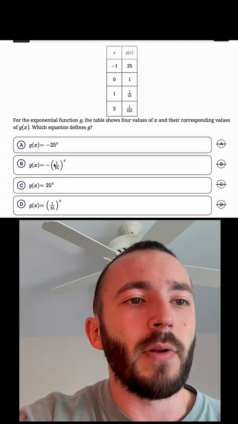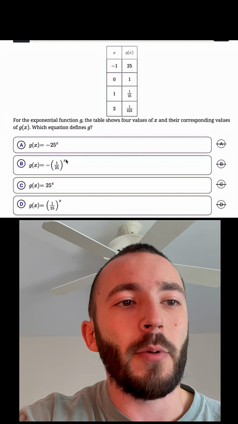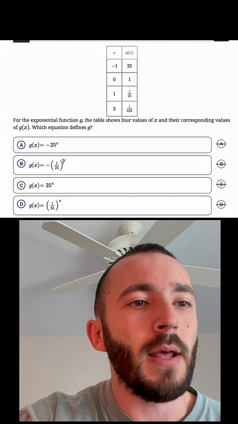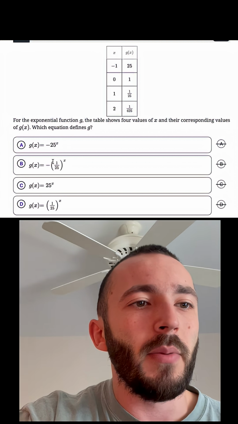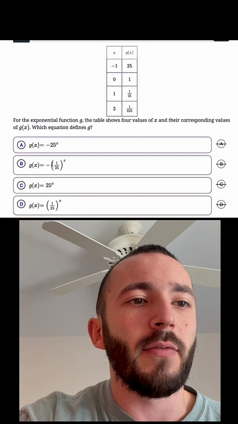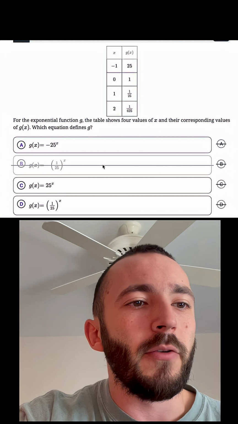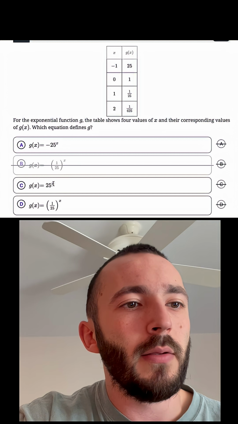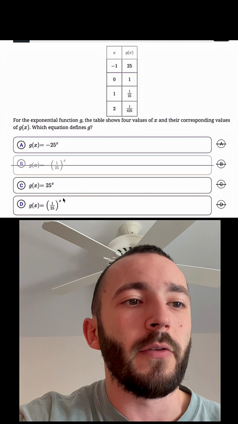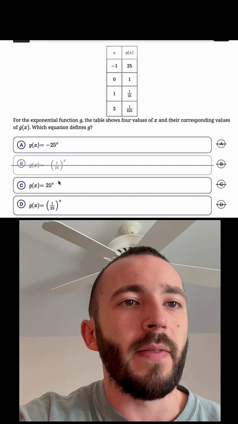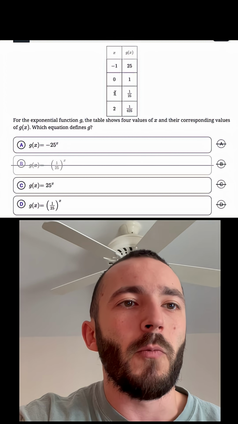Negative 1 over 25. Anything with a 0 in the exponent is going to change it to 1, but this one is actually going to become negative 1 because it's negative 1 over 25 to the 0. That becomes negative 1, so that one's out. 25 to the 0 is 1, and 1/25 to the 0 is also 1, so the other 3 are still in the game. Now let's try plugging in 1.